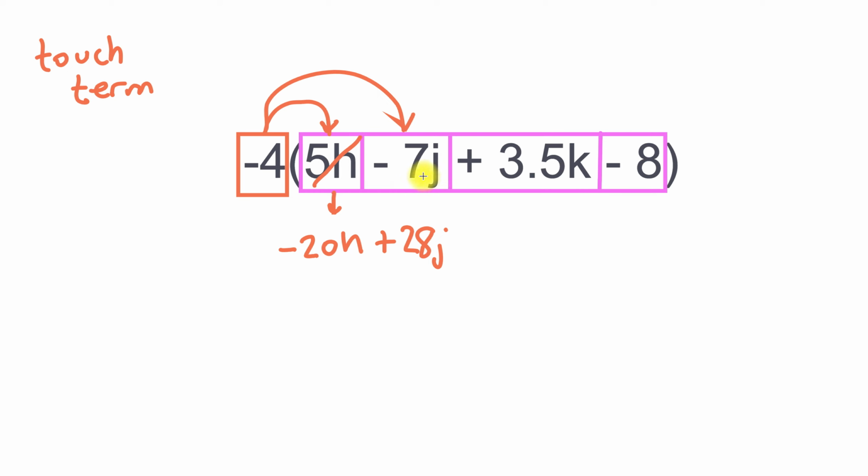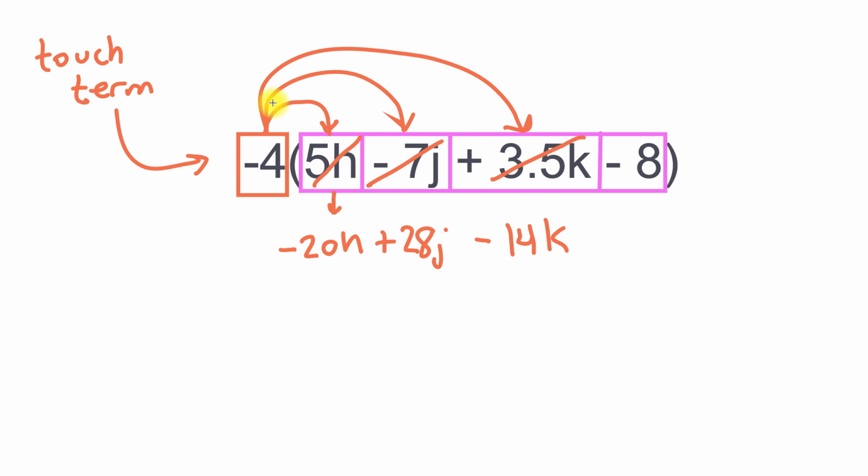Now let's get to our third distribution, because we're going to multiply the touch term, negative 4, times the third term here, which is positive 3.5k. So we've got negative 4 times positive 3.5. And even though you have a decimal, nothing really changes. You're still just multiplying that number there times this number here. So negative 4 times positive 3.5 is going to be negative 14, and we'll just put our variable next to it. That's going to be negative 14k. So we're done with that distribution. We finished our second before, we finished our third just now, and now we'll get into our final distribution.